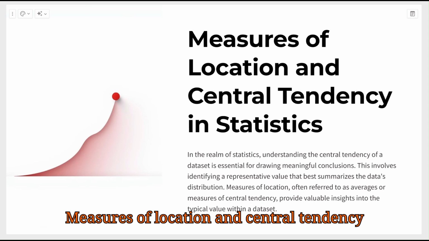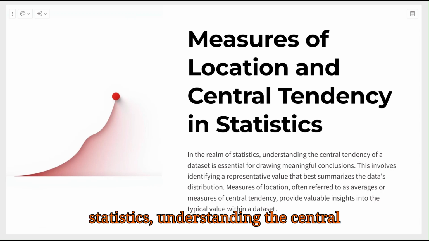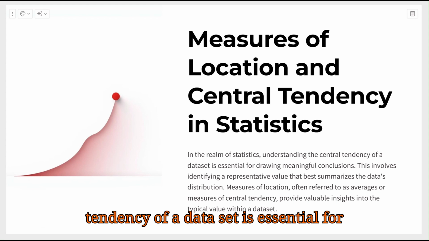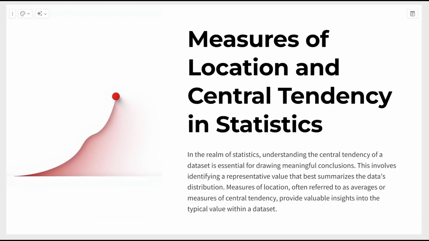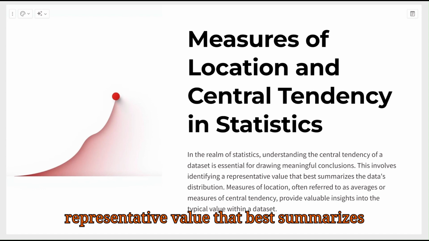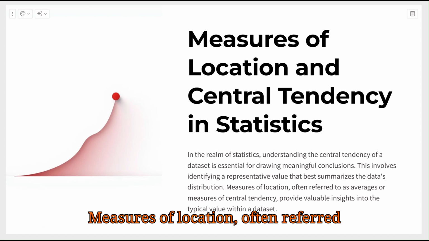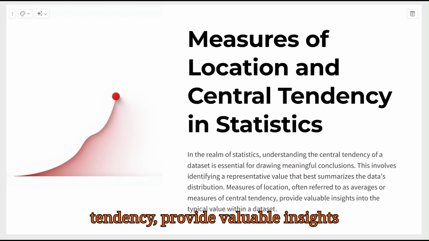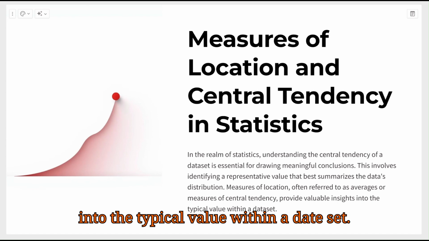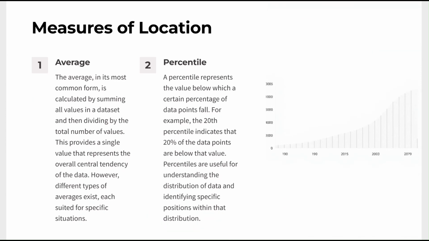Measures of location and central tendency in statistics. In the realm of statistics, understanding the central tendency of a dataset is essential for drawing meaningful conclusions. This involves identifying a representative value that best summarizes the data's distribution. Measures of location, often referred to as averages or measures of central tendency, provide valuable insights into the typical value within a dataset.